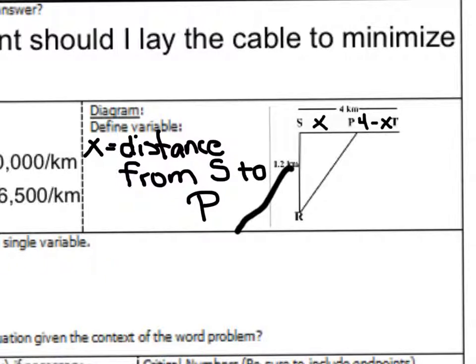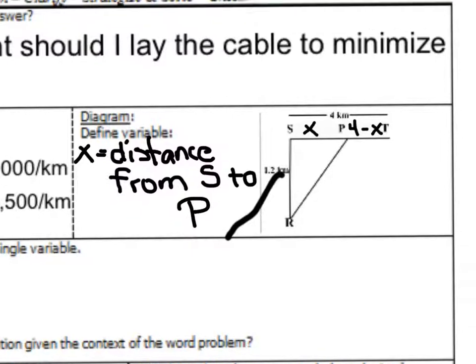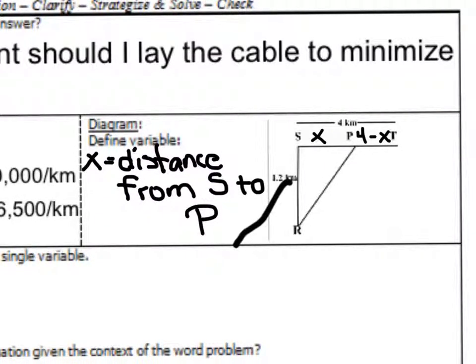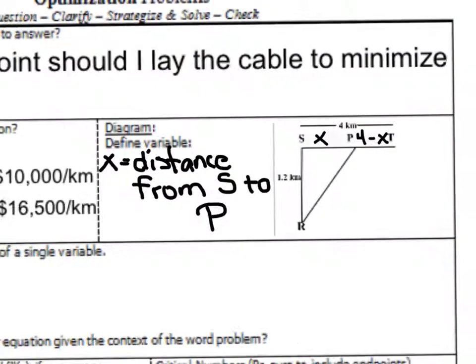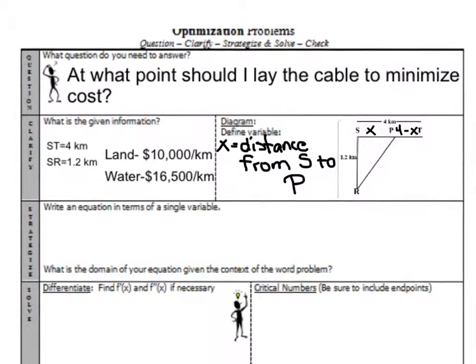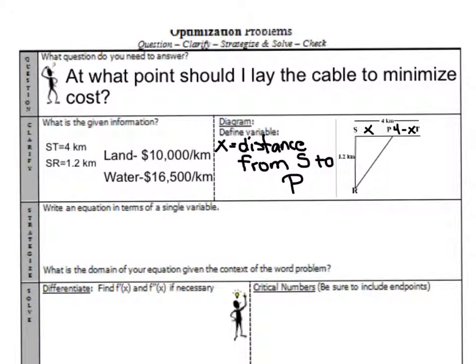Now, let's continue looking at the facts that we are given. We know that the distance from S to T is 4, and the distance from S to R is 1.2. Land is $10,000 per kilometer. Water is $16,500 per kilometer. So what we have to do then is find the cost for this.